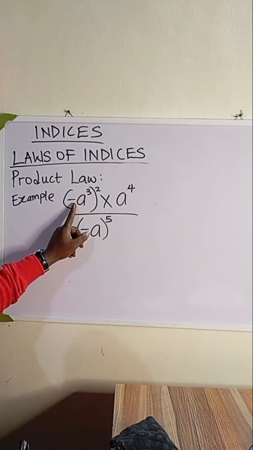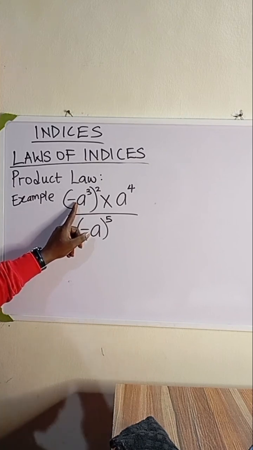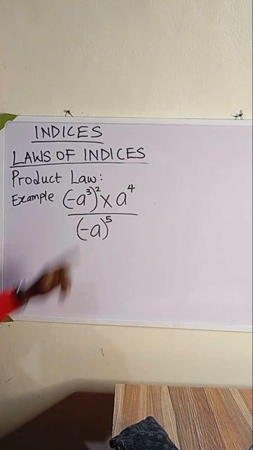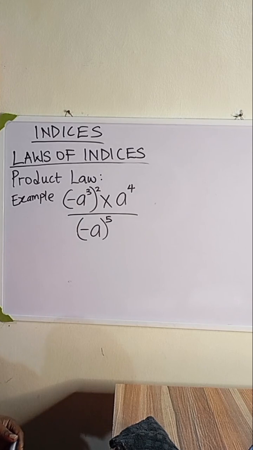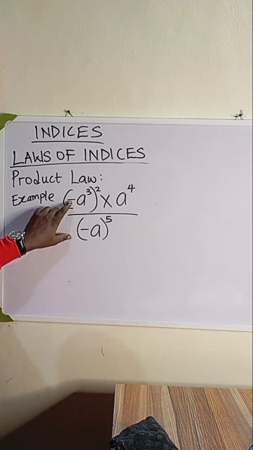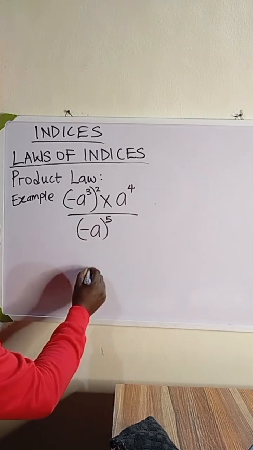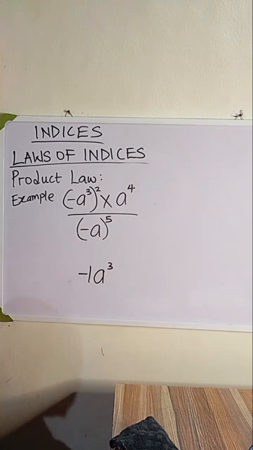What's the number here? Somebody say 1. Another person say 1. What about this minus sign? Is it there for fancy? Correct. Minus 1. So minus a to the power of 3 is the same thing as minus 1a to the power of 3. Since it is 1, there is no need to write it, but when you want to apply this, you must consider it.